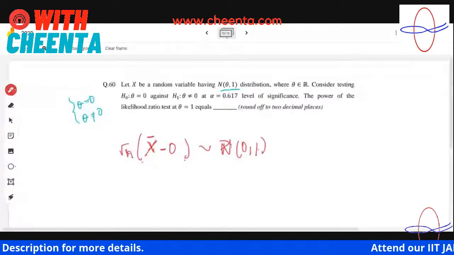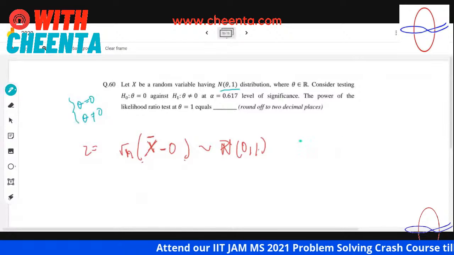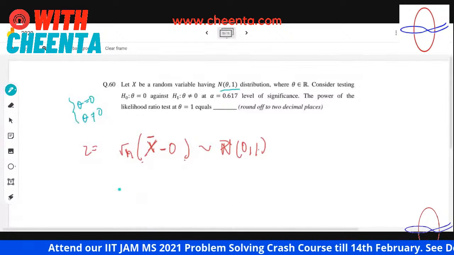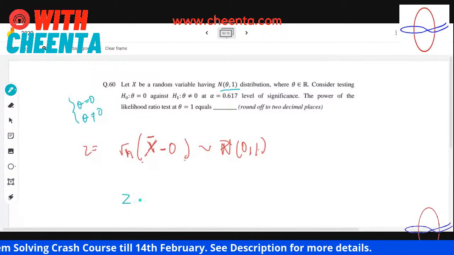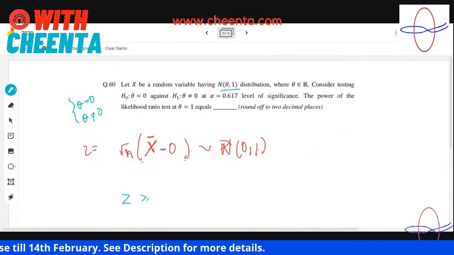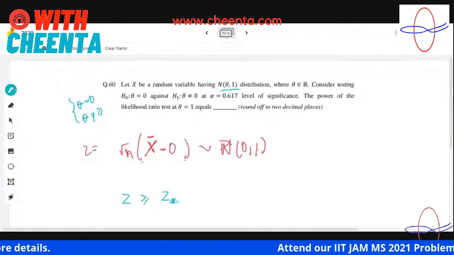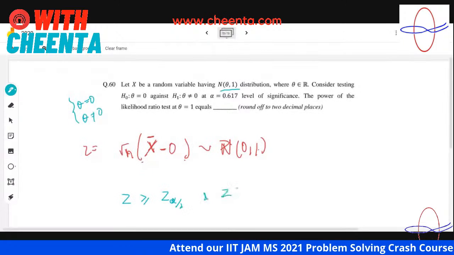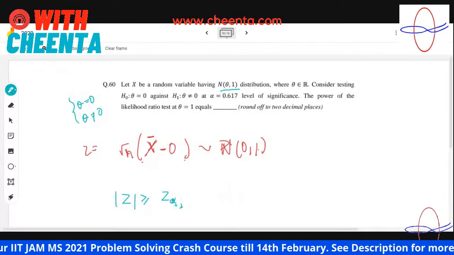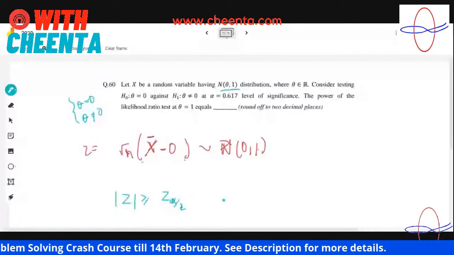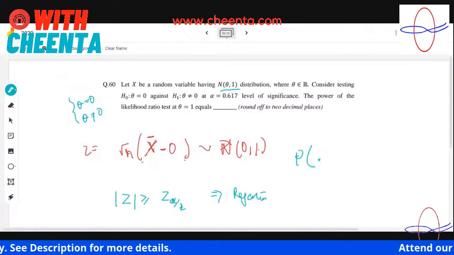So this is Z, and therefore at the alpha level of significance we reject if mod Z is greater than or equal to Z alpha by 2. Okay, and therefore you can get that this is the rejection region, the rejection test, and therefore you need to find the power.